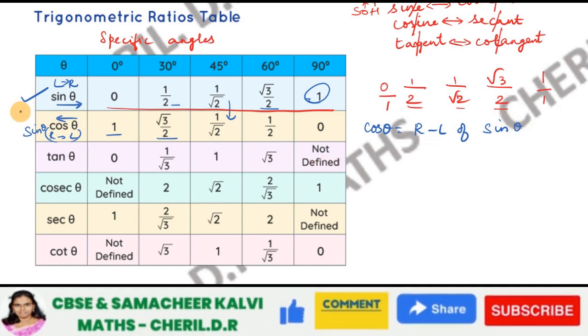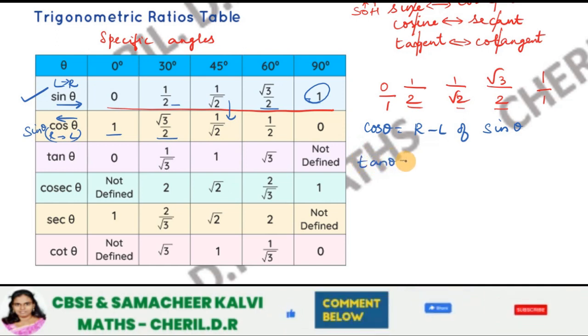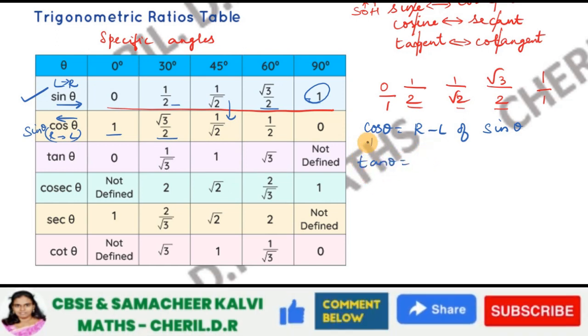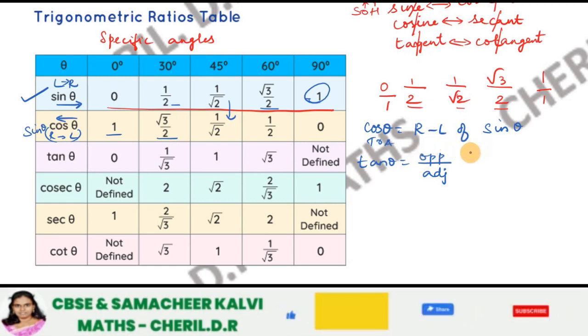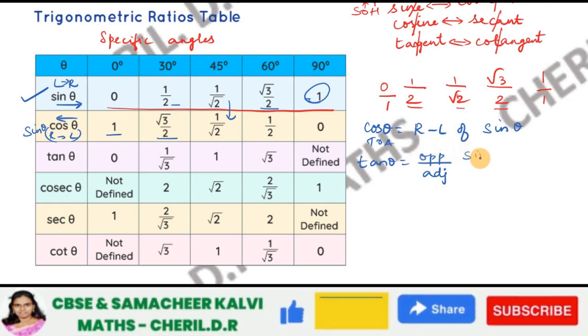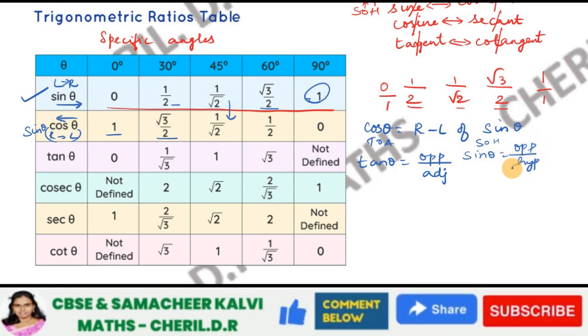The next one is tan theta. What is the formula for tan theta which we learned now? Tan theta is equal to what? SOH CAH TOA, so TOA: opposite by adjacent. We already know that. SOH is sine, so sine theta is opposite by hypotenuse.